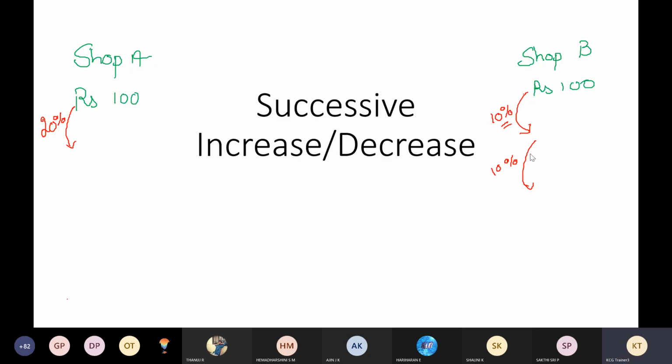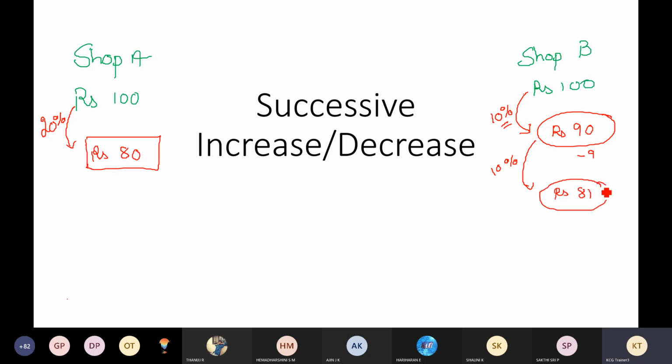But unfortunately, very good, Alameen is right. You should still go with shop A, guys. Let me tell you why. Listen carefully. After a 20% discount, what is the new price? Rupees 80. But here, if the first 10% is reduced, it becomes rupees 90. And if you give me another 10% discount, he's just reducing 9 rupees, which means rupees 81 is the new price here. So I have to buy from shop A because he is giving it at 80 rupees. He charges 81 rupees now.